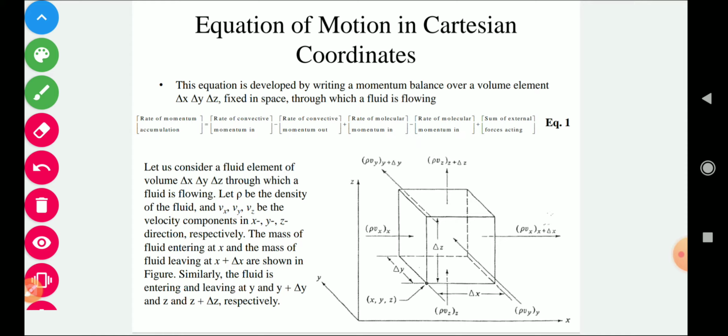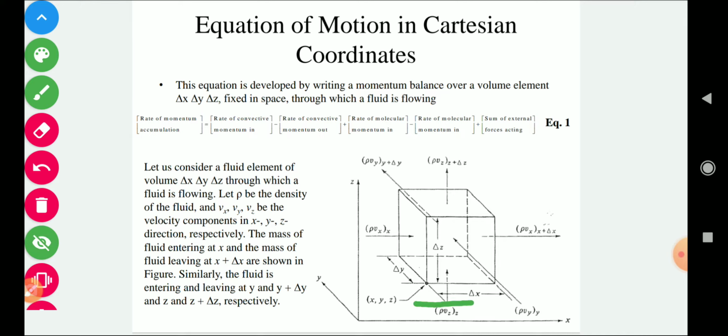So rate of momentum accumulation will be equal to rate of convective momentum in minus rate of convective momentum out plus rate of molecular momentum in minus rate of molecular momentum out plus sum of external force acting on the controlled volume. So now let us consider a fluid element of volume delta x, delta y, delta z.